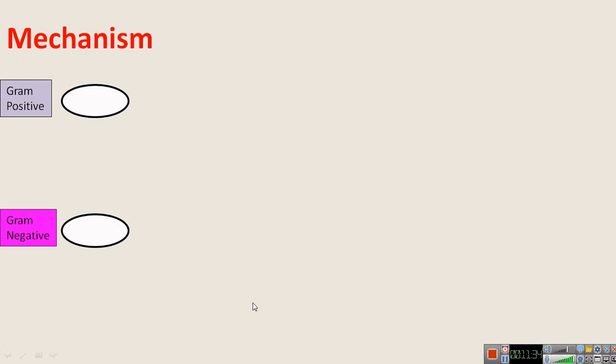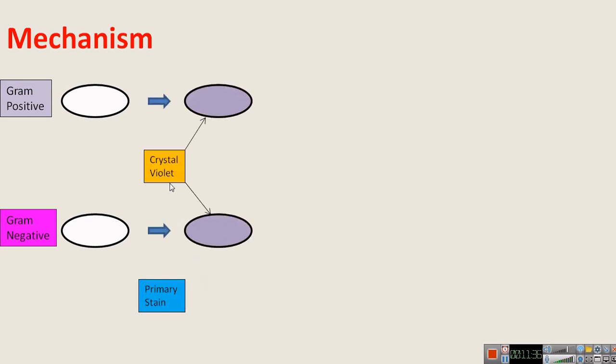In the staining procedure, first we apply crystal violet. Because of the application of crystal violet, both kinds of the cells get stained. That means crystal violet enters the gram positive bacterial cell as well as the gram negative bacterial cell, and this stain is acting as a primary stain. That means by primary stain both kinds of the cells get stained, that is, crystal violet enters both kinds of the cells.